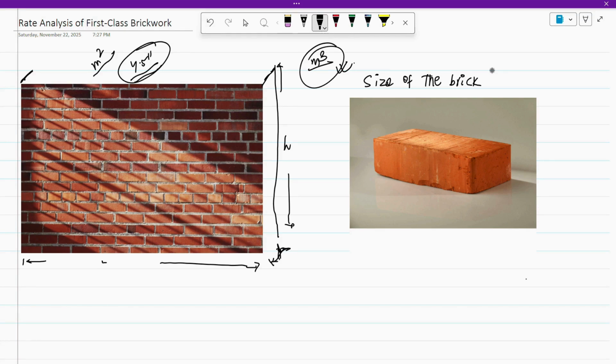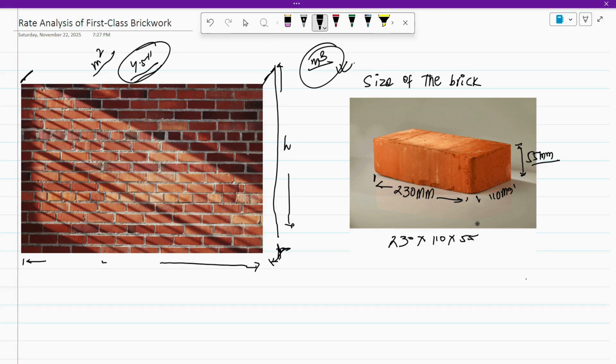It's really simple. The length, I'll take 230 mm, or 9 inches we say. The breadth, I'll take 110 mm. Not 150, it's 110 mm, and the height is half of the breadth, and that is 55 mm. So this is the size of my brick. We call it 230 by 110 by 55. This is the size of the brick.